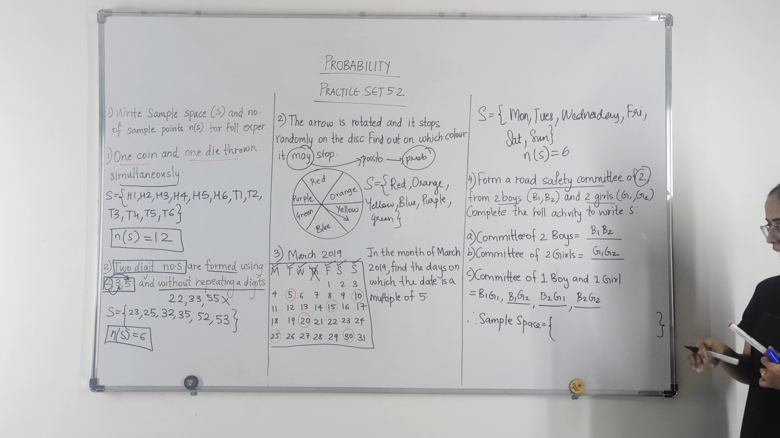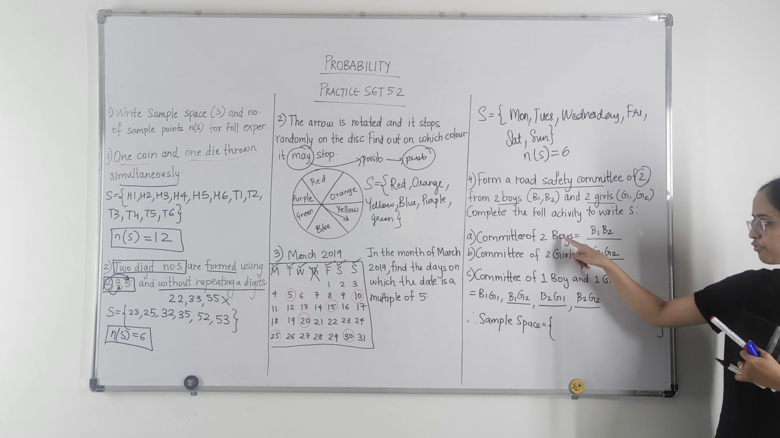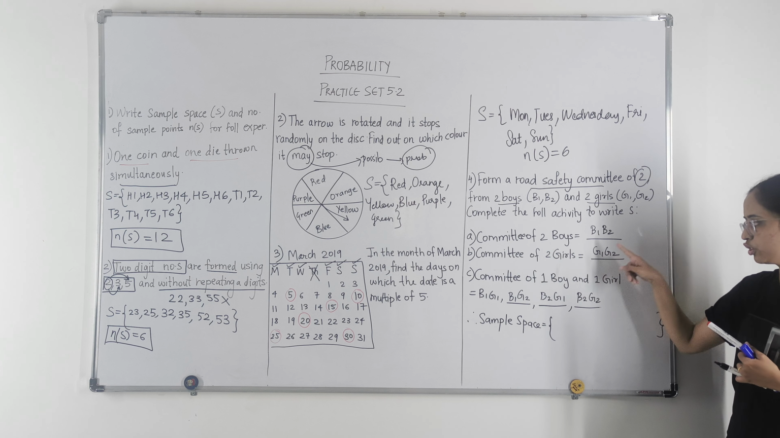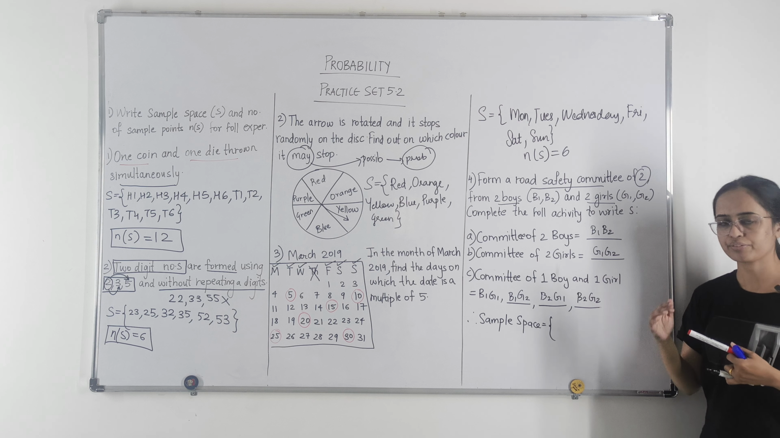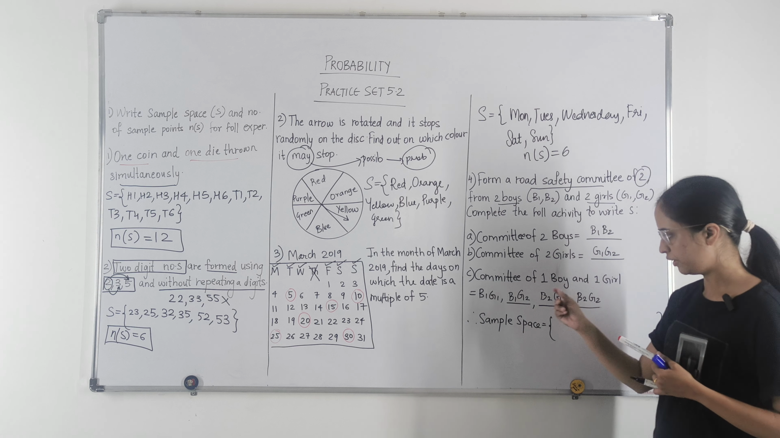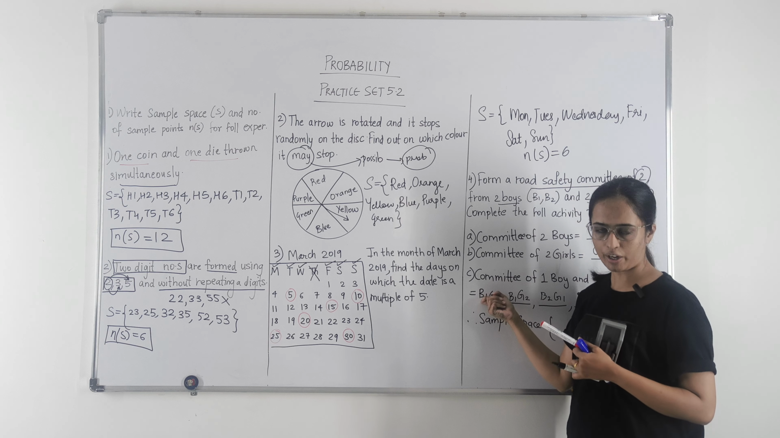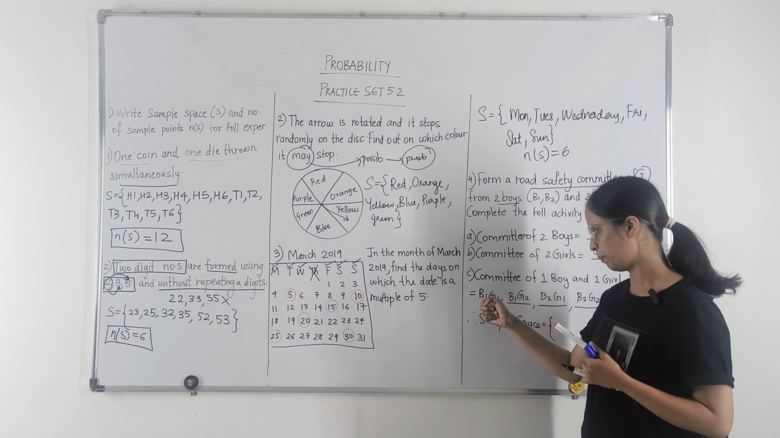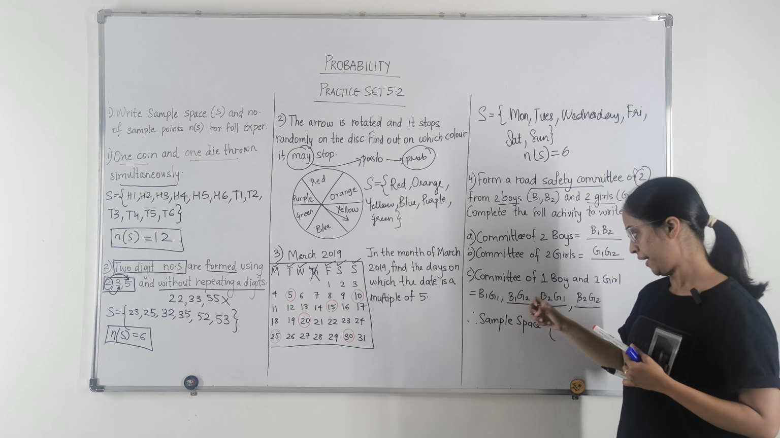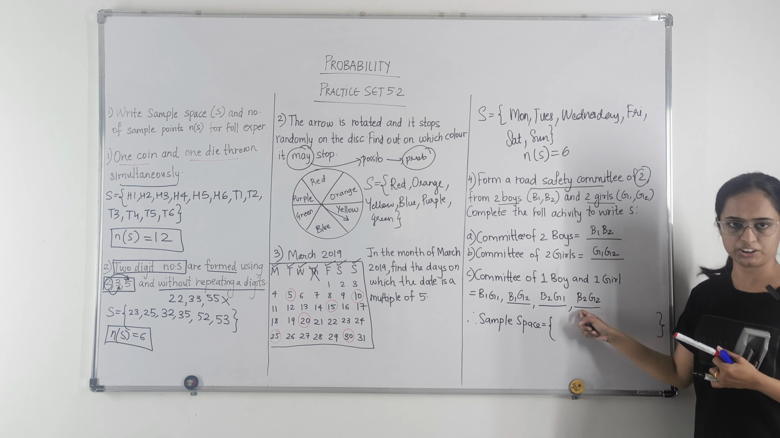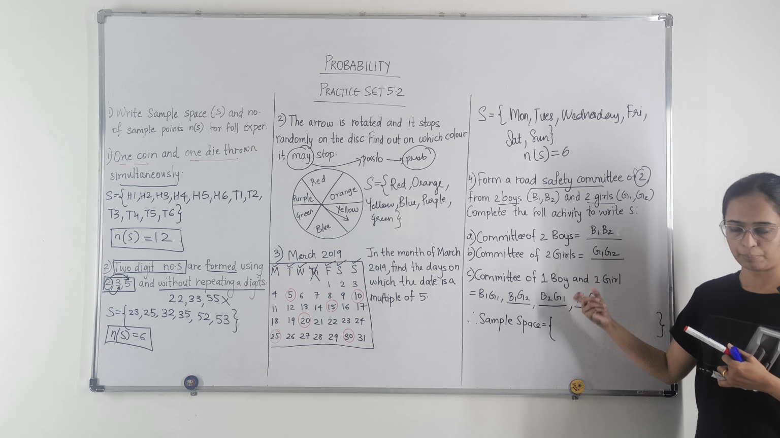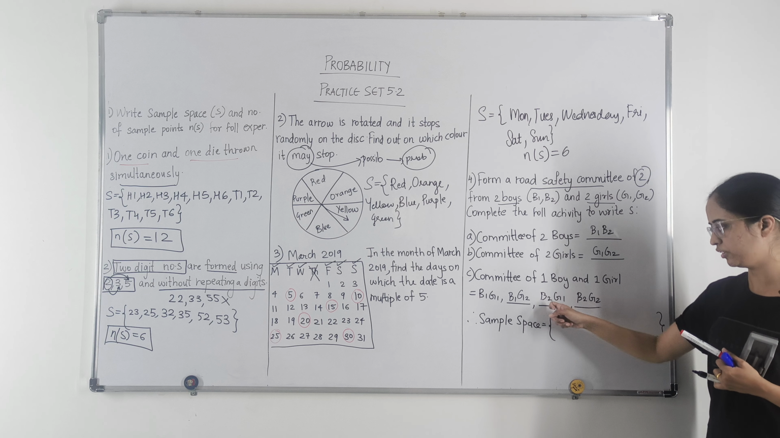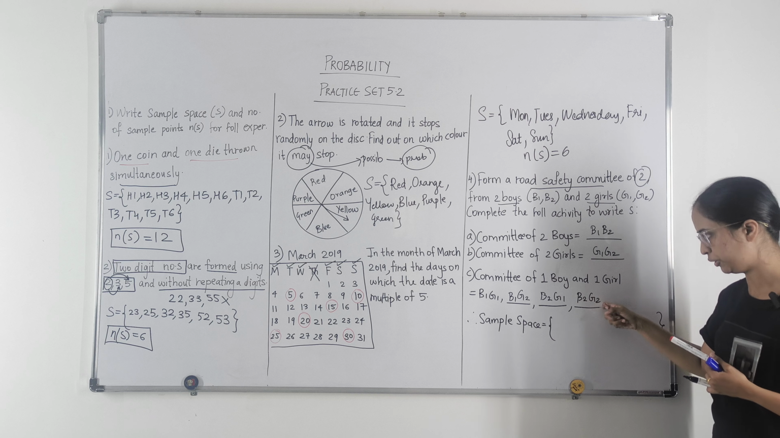So again I'll explain. There's a committee of 2 boys, B1 B2, and a committee of 2 girls, G1 G2. What if there is 1 boy and 1 girl? So I'll fix one boy at a time and pair him with both the girls. So B1 G1, B1 G2. Now I'll fix boy 2, which is B2, and pair him with the 2 girls. So B2 G1, B2 G2.